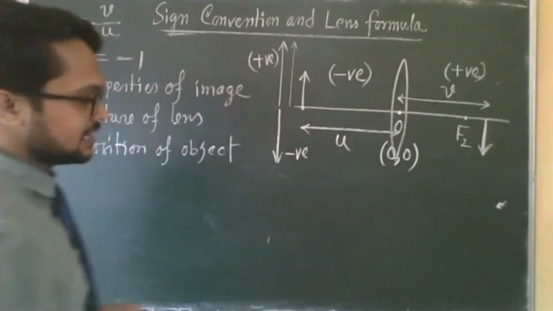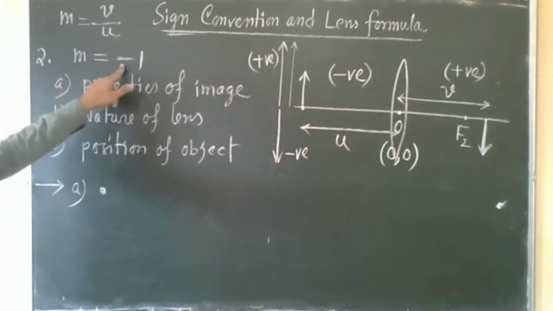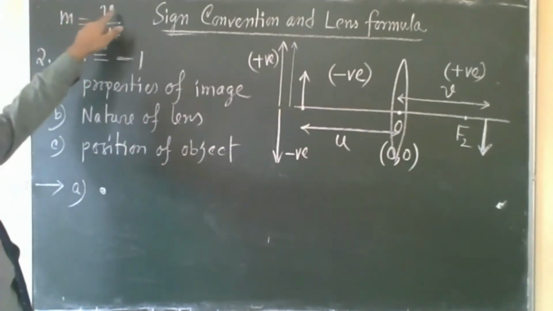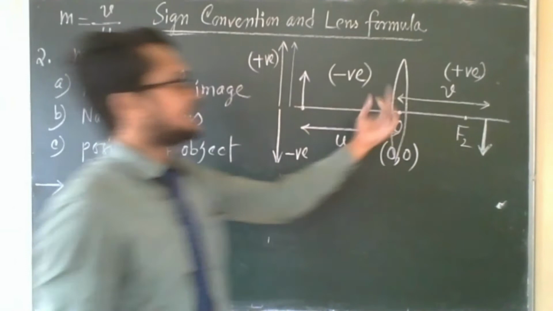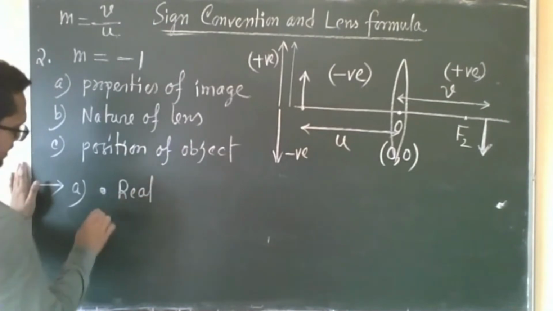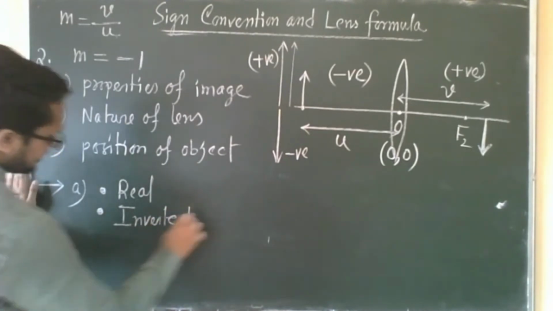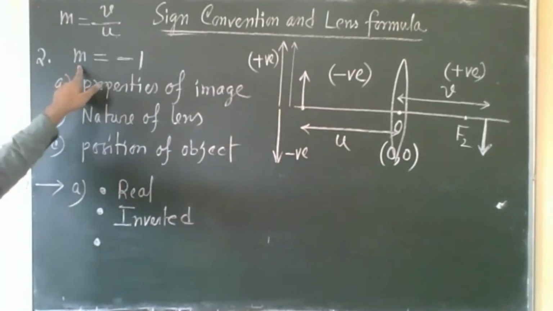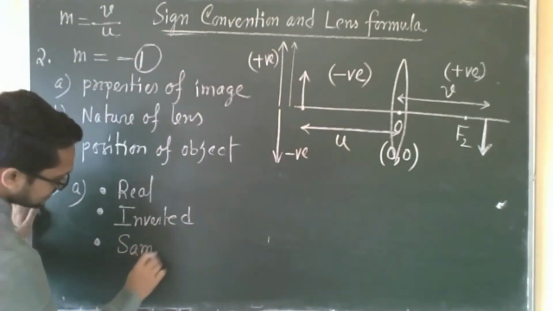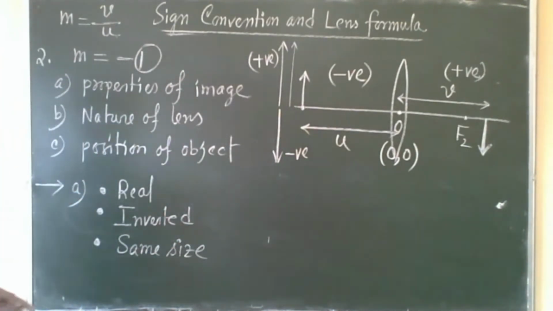So again from the sign. Question A, nature. Sign is negative, so U is negative. U is always negative. To make M negative, we have to take V positive. V positive means right side. Right side means real image. Real image is always inverted. And here the value of magnification is 1. 1 means the same size or equal size. Not diminished, not magnified, same size.